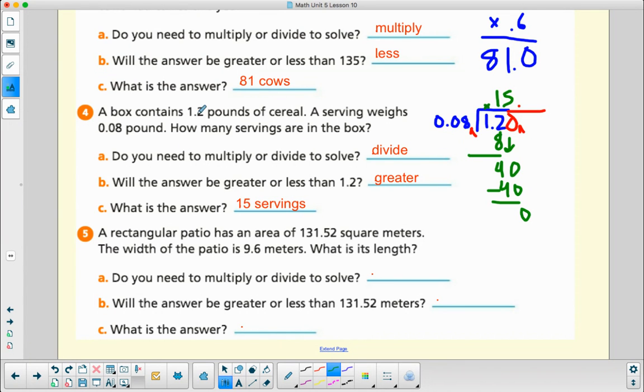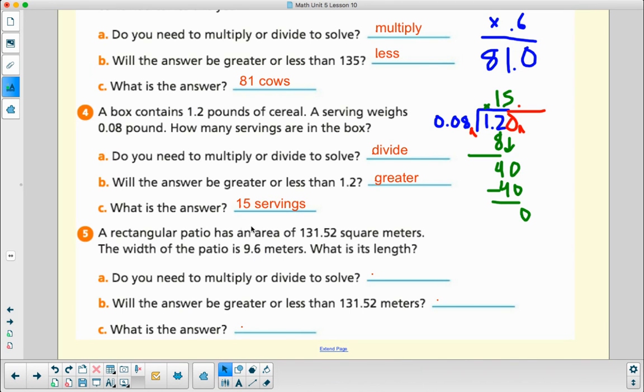Makes sense to me because I'm taking 1 8/10 pounds, but I'm breaking it up into little tiny pieces. I want to know how many little 8/100 are in there. And there's 15 8/100 in 1 2/10.